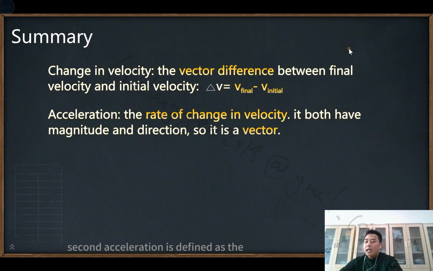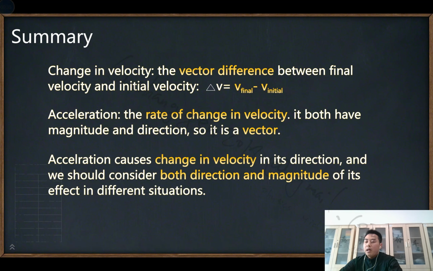Second, acceleration is defined as the rate of change in velocity. It has both magnitude and direction, so it is a vector, and it has a unit of meter per second squared. Third, acceleration causes change in velocity in its direction. This may cause different effects in different situations.